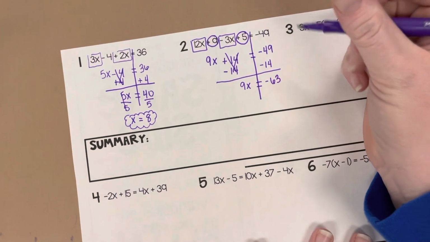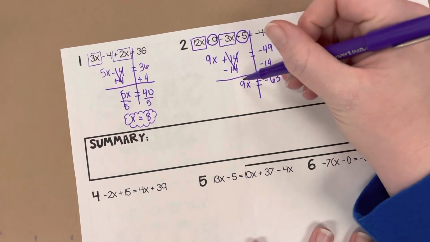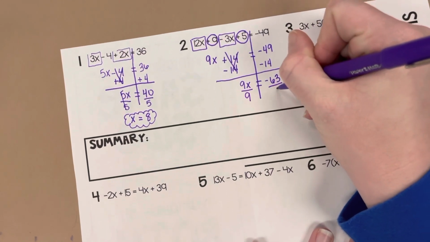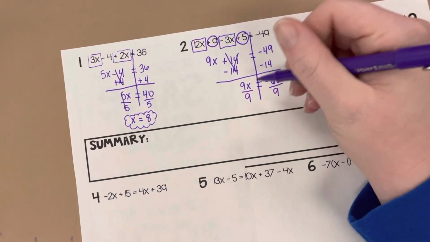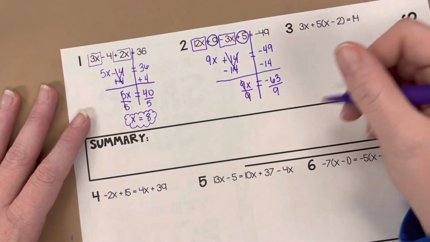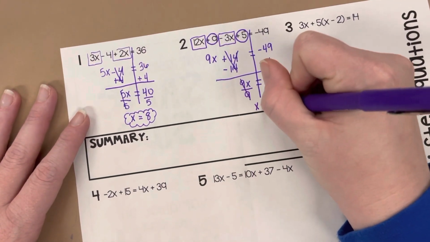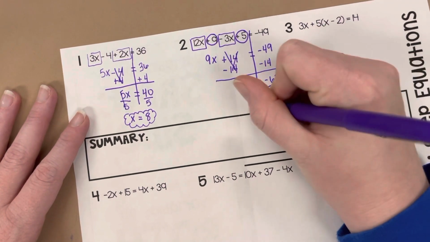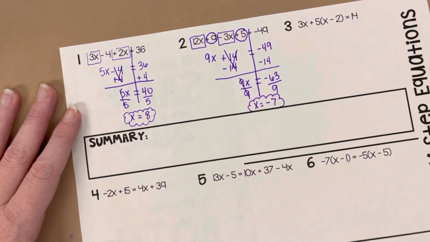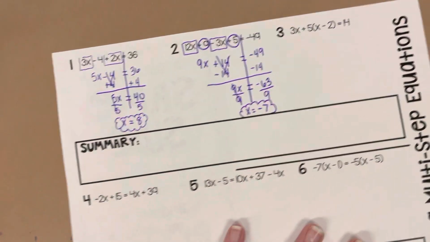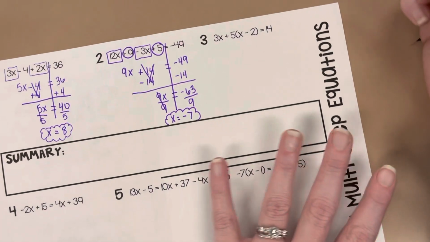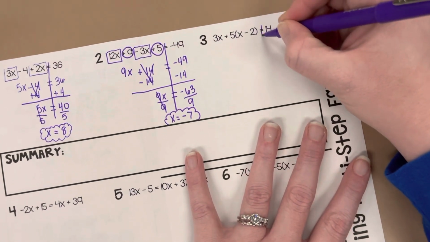So now to my last step, I need to get rid of my 9. So I do the opposite, and I divide by 9 and divide by 9. So my 9's cancel. I'm sorry for the shaky camera. So x equals negative 7. All right, moving on to number 3. Okay, number 3, it does get a little more difficult, but again, it's not going to change my process.